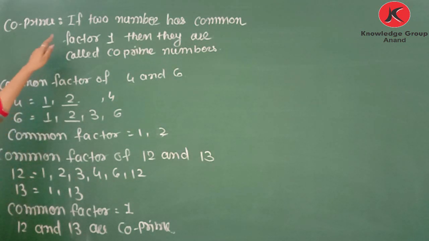Co-prime. So if the numbers have only 1 as the common factor, then the numbers are called co-prime.